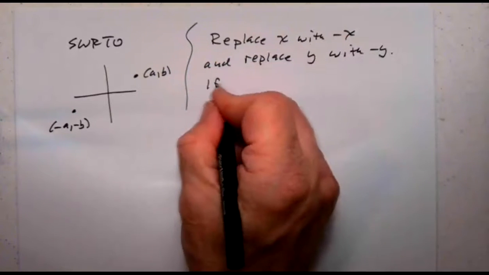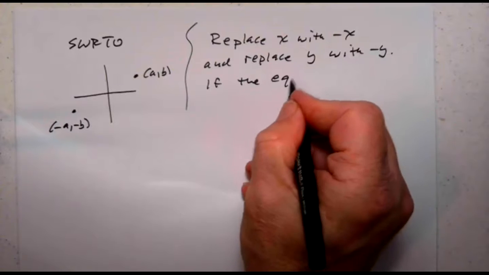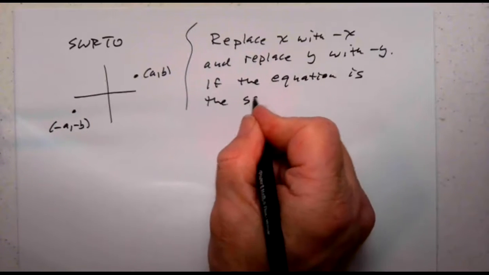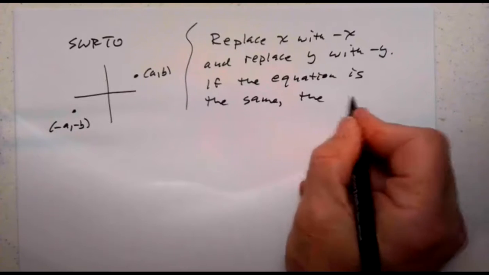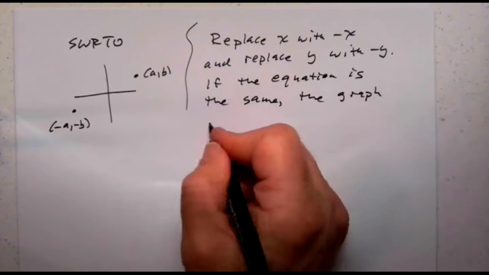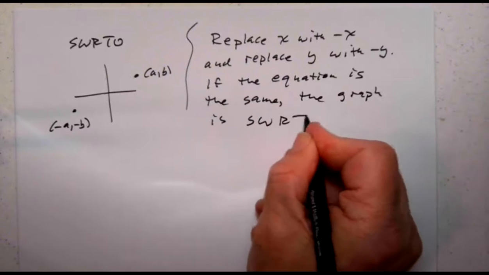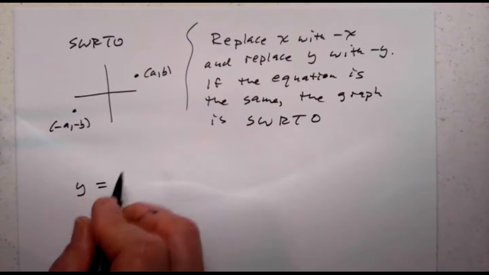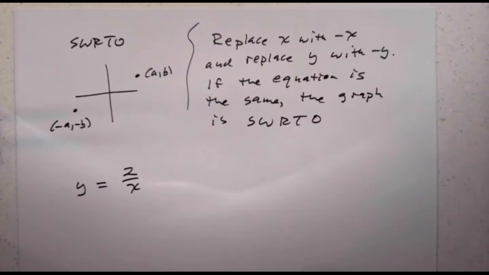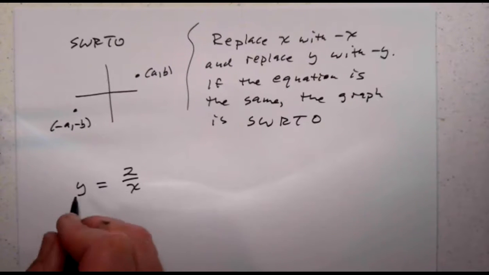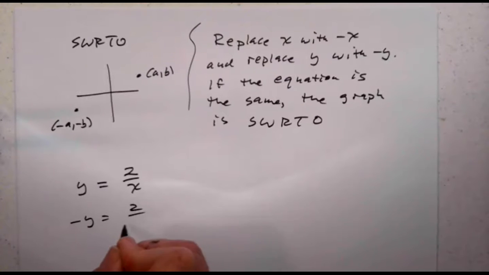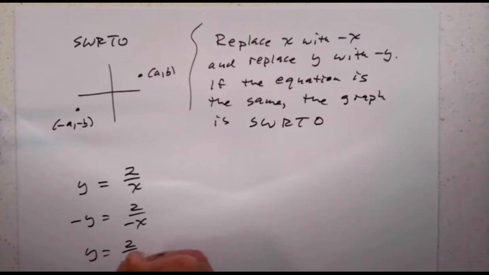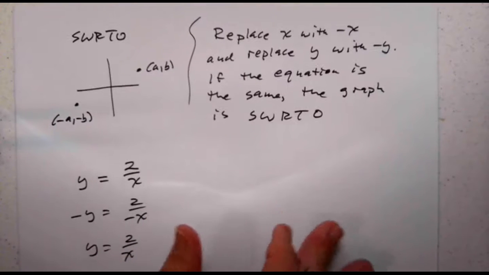If the equation is the same, the graph is symmetric with respect to the origin. So an example of that would be something like y equals 2 over x. So we'll replace x with negative x and y with negative y. So y becomes negative y, x becomes negative x. Now I get negative y equals 2 over negative x. Multiplying both sides by negative 1, we are back at the original equation. It's the same once we simplify it.